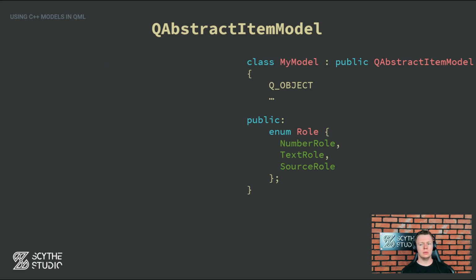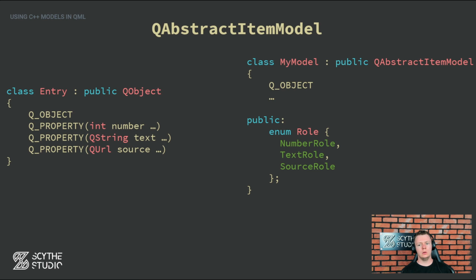One of the key concepts in the QAbstractItemModel approach is the notion of roles. Roles define the different aspects or properties of an item within the model. Each item can have multiple roles associated with it, and the roles are used to access and manipulate the data from QML.